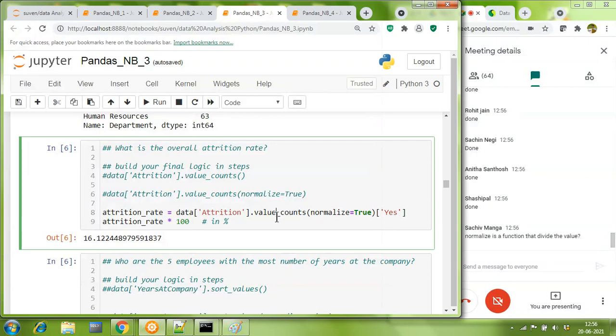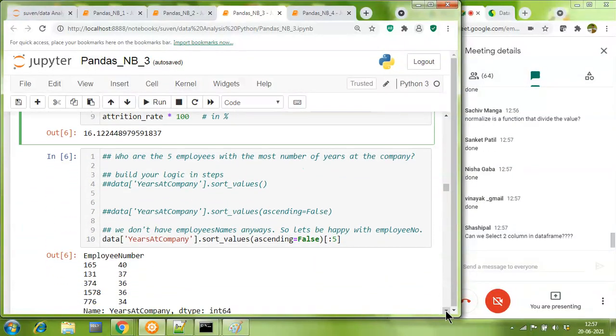Okay, that's a majority of people who say that they have finished. Okay, Sachiv has a question. Normalize is not a function. Normalize is a parameter, an extra parameter as an option which can be given to the function value counts. So if you give normalize equal to true, it will divide it by the total.